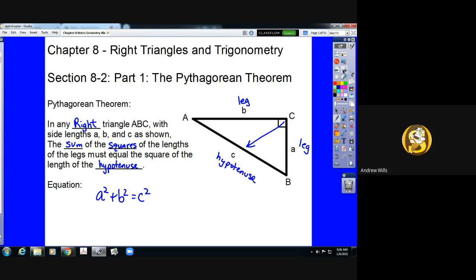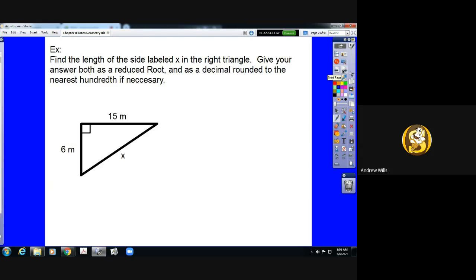So we're going to jump right in here. You will need your yellow calculator, so please make sure you've got that handy. Here is an example of what you're going to be needing to do today. This is probably the easiest of the examples. Find the length of the side labeled x in the right triangle. Give your answer both as a reduced root and as a decimal rounded to the nearest hundredth.